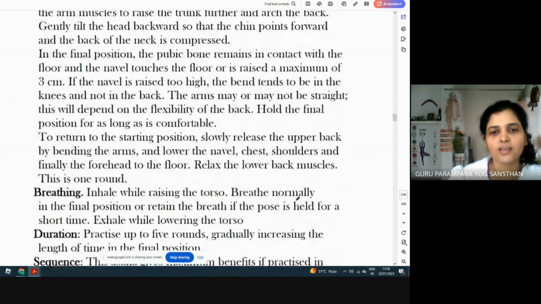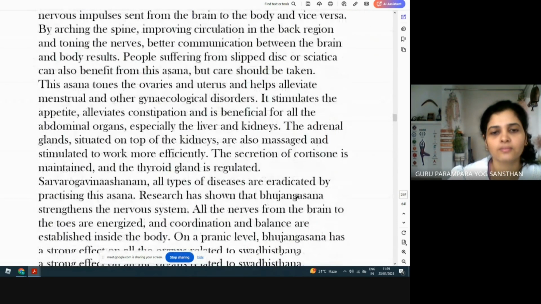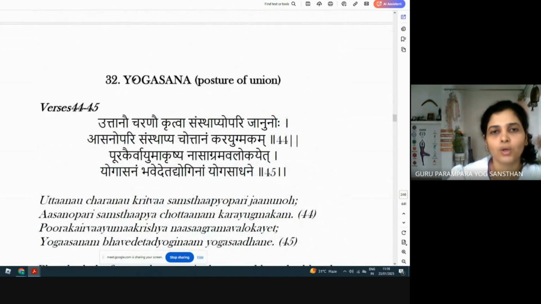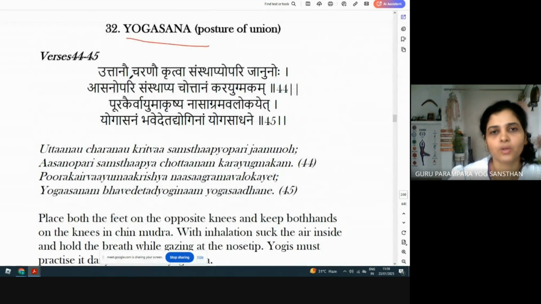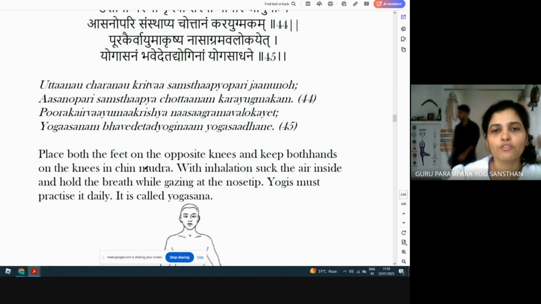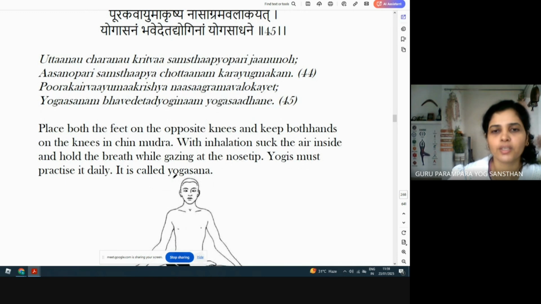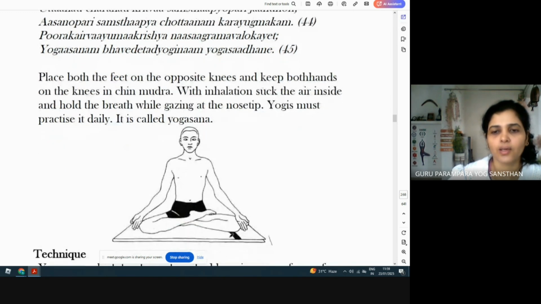One more last asana is there. We'll complete that. Yogasana. Place both the feet on the opposite knees and keep both hands on the knees in Chin Mudra. With inhalation, suck the air inside and hold the breath while gazing at the nose tip. It is a meditative posture, as we all know. Yogis must practice it daily.